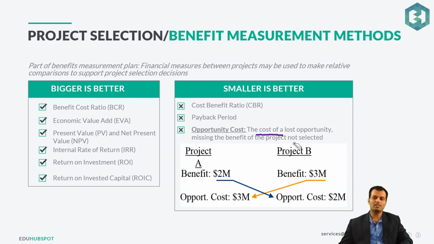Similarly, the other way around, if I selected project B for any reason, let's say because the benefit was more, the opportunity cost would be 2 million. The cost of lost opportunity, the cost which I did not get. That's your opportunity cost.